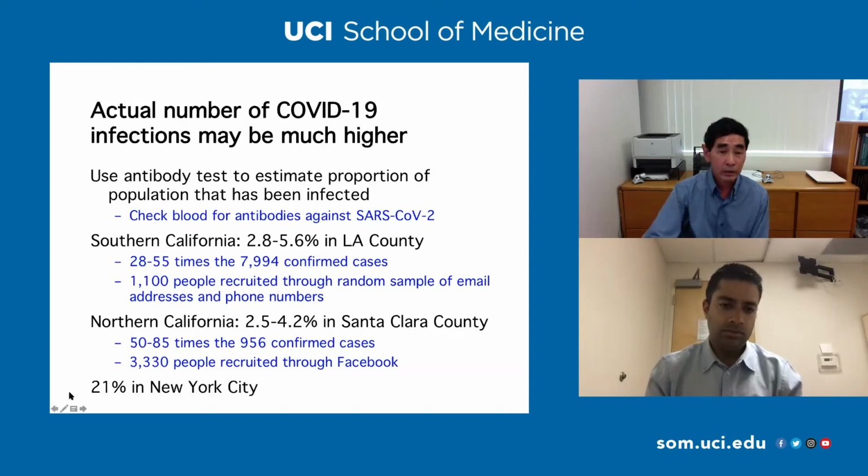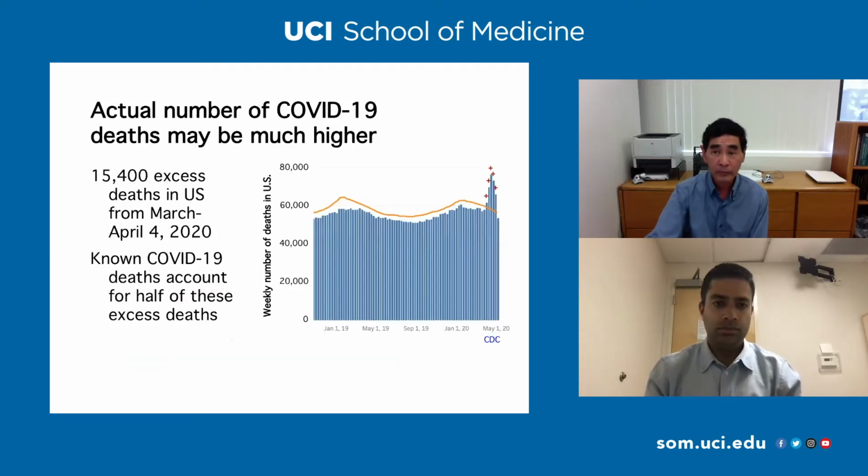And the rate in New York City of a similar study was very high at 21%, but that's no surprise given the number of known cases that we know there. Another way of telling whether there's more COVID-19 in the community is to look at death rates. And so here's a graph from the CDC showing the weekly number of deaths, which hovers at about 60,000. It goes up in the winter time. And you can see this big peak here in March and April, and now going into May. So many more deaths than we're used to.